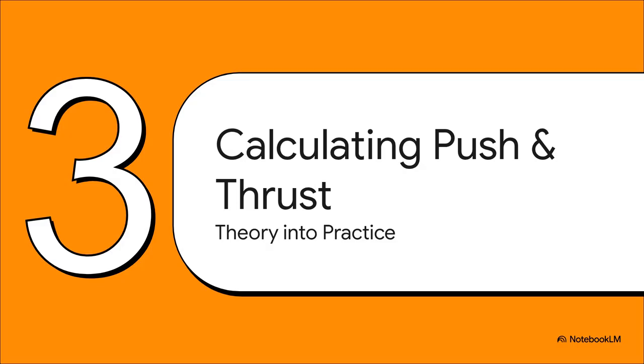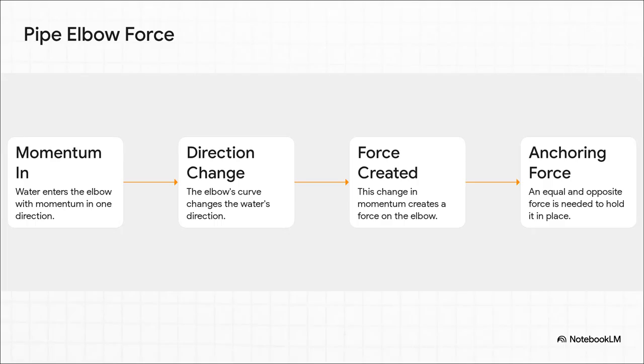Okay, so let's see this thing in action. How does this imaginary box help us calculate real-world forces? Like the force you'd need to bolt a pipe down to the floor. So take a look at this pipe elbow. Water flows in horizontally, just full of momentum. Then the pipe forces that water to change direction, maybe go upwards. That change in momentum puts a force on the elbow, trying to shove it away. And to keep that elbow from just flying off its hinges, you need an anchoring force to hold it steady. And our control volume method can calculate that force perfectly.